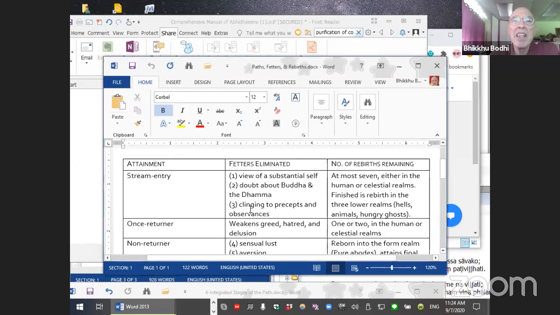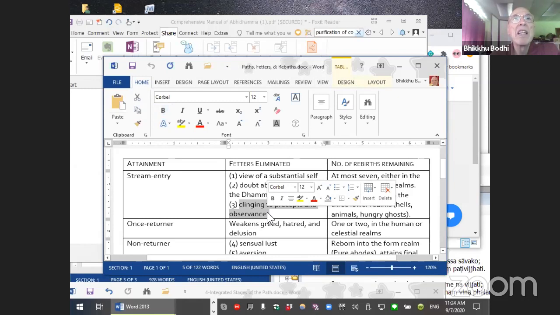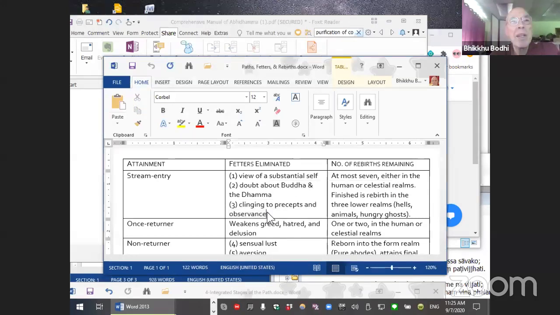But this is eliminated by the stream enterer. The stream enterer has not yet eliminated all types of clinging, but they've eliminated clinging to views, clinging to the concept of self, clinging to precepts and observances, but they haven't yet eliminated completely the clinging to sensual pleasures. All right. Does that answer the question?